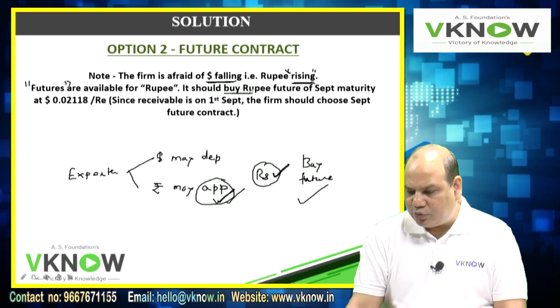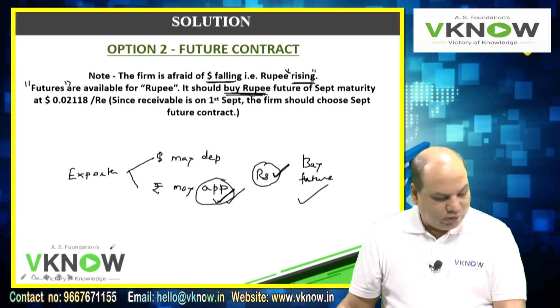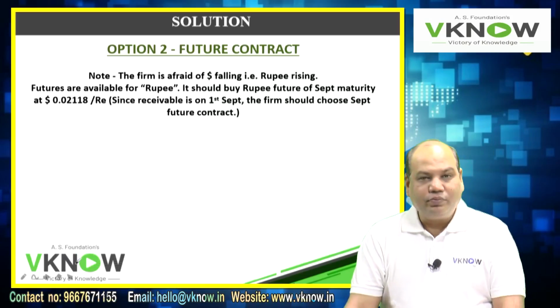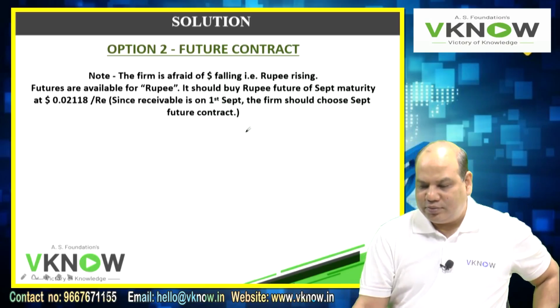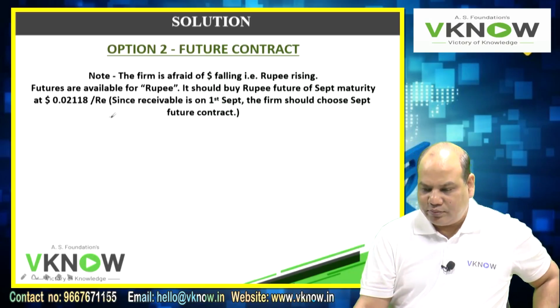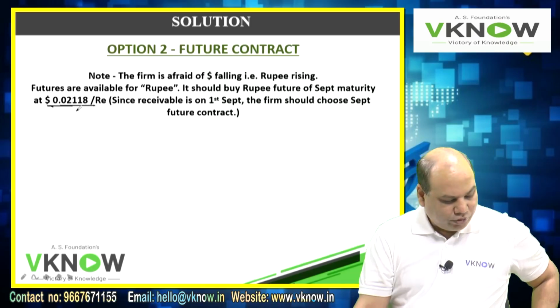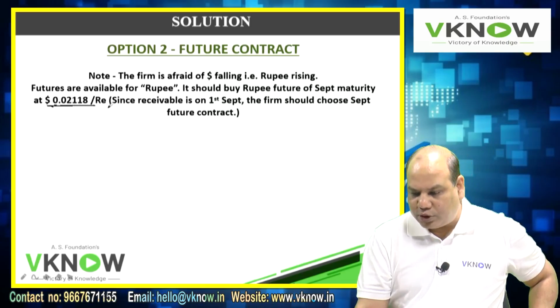So in case of future and forward market, we should buy in future or forward market if the underlying is expected to rise. So buy rupee future of September maturity. They have given you June maturity also, but I will not take a future contract which will expire before my exposure is settled. So I will take it September maturity. And what is the rate for future available in the market? The future contract is available at $0.02118 per rupee.